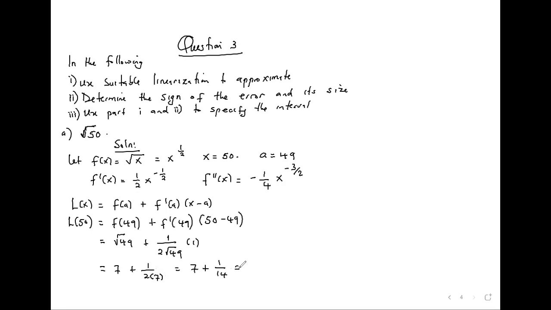By getting 7 point, of course we use calculators, so we are free. 0714 1428 571. That's the number we're getting there.